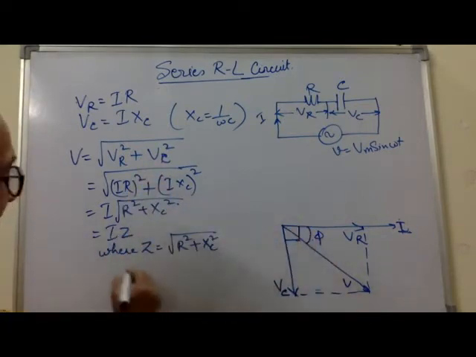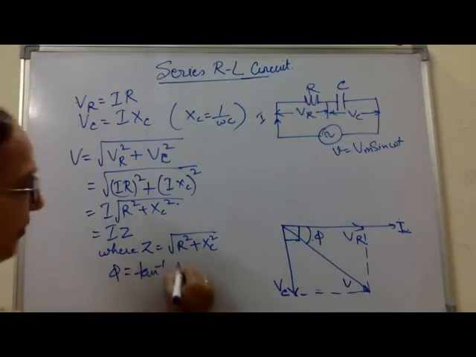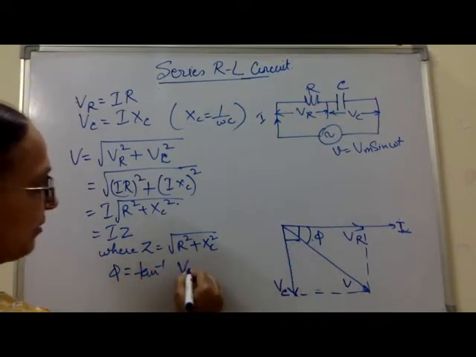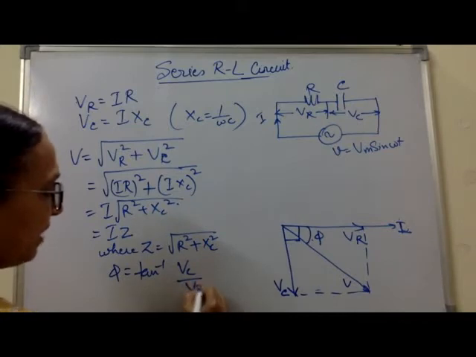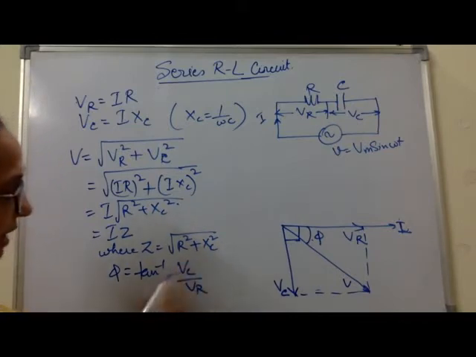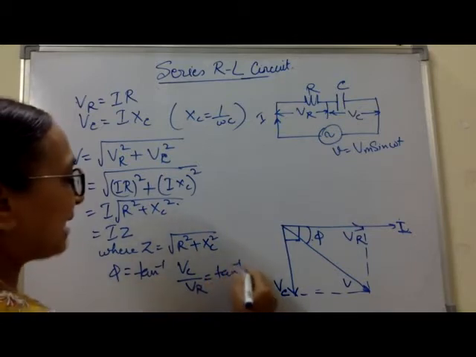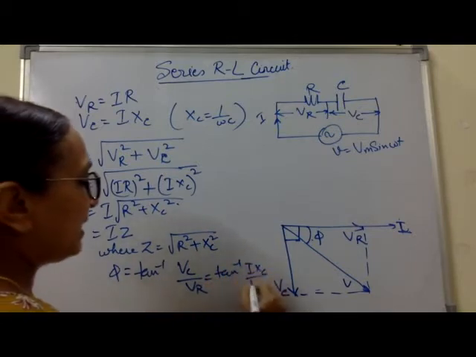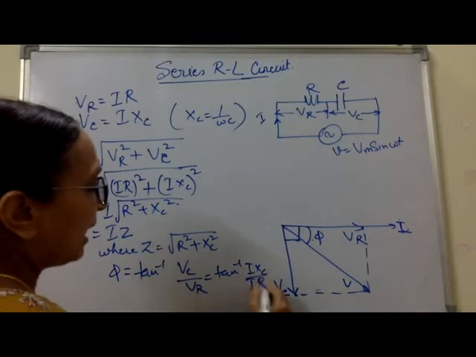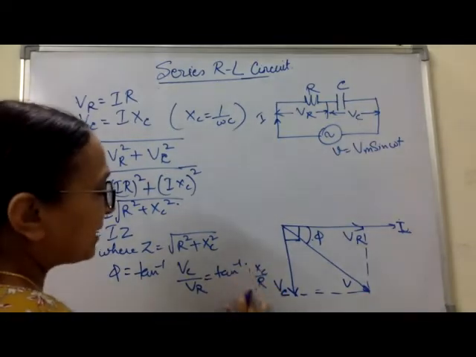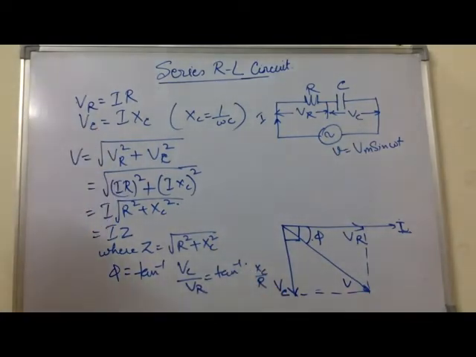Now the angle phi can be given as phi is tan inverse of VC by VR. VC is nothing but I XC, so that is tan inverse of I XC divided by I R. So it comes out to be tan inverse of XC by R.